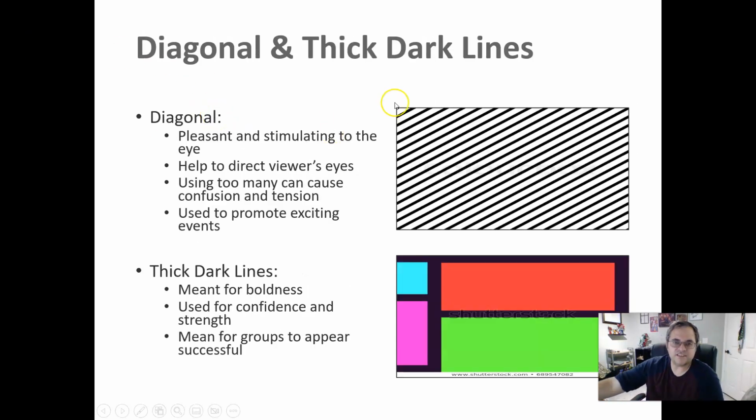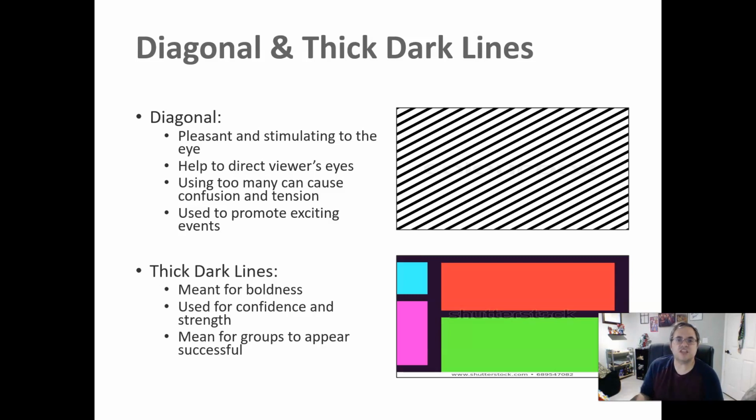Unlike some other lines like diagonal lines, even though diagonal lines are really awesome to look at and direct eye movement, and they're pleasant and stimulating to the eye, if you use too many, much like in this image, you can cause confusion and tension on the eyes, and then it kind of just blends each together. However, you tend to see diagonal lines used to promote exciting events because they're used to direct the eye movement to what they're trying to communicate a lot of time. And usually they're combined with like thick dark lines.